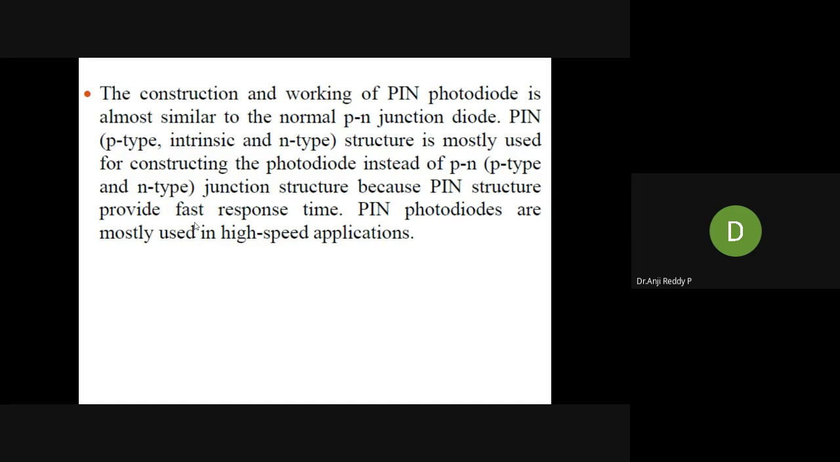The reason is you can take intrinsic semiconductor as a junction. If light is incident on the intrinsic semiconductor, the electrons absorb that energy and move from the valence band to the conduction band. Already you know about intrinsic semiconductor. At the bottom we have the valence band, and at the top the conduction band. When light is incident, the electrons in the valence band immediately absorb that energy and go to the conduction band. Then that automatically creates electron hole pairs.